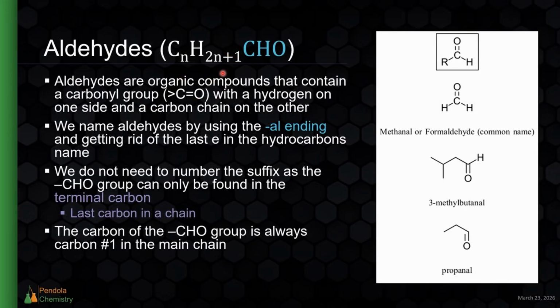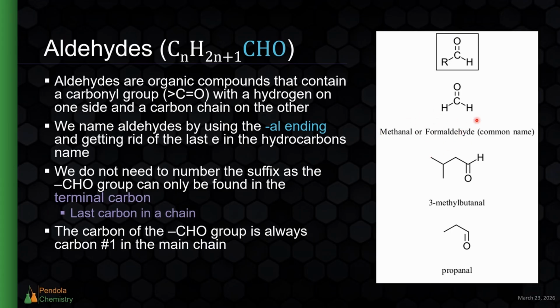Aldehydes. Aldehydes are, again, going to be a little more complicated, but not too much. Aldehydes are organic compounds that contain that carbonyl group, the C double bond O, with a hydrogen on one side and an R group on the other. That R group could be just a simple hydrogen, or it could be a much longer carbon chain. The most basic aldehyde will be methanal, which is just a carbon double bond oxygen with 2 hydrogens on it. A common name for methanal is formaldehyde.